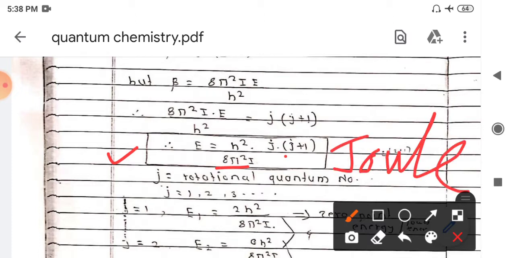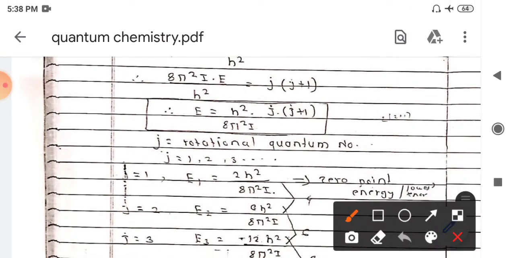And if you have been asked for the unit in terms of wave number, we just need to multiply this whole term by 1 upon hc. Whatever answer you get will then be in terms of meter inverse or centimeter inverse. Whichever unit you take for c, that unit will come to the energy. So energy can be expressed as meter inverse, centimeter inverse or joule, and sometimes also in terms of electron volt.